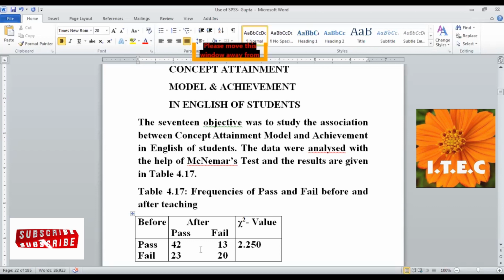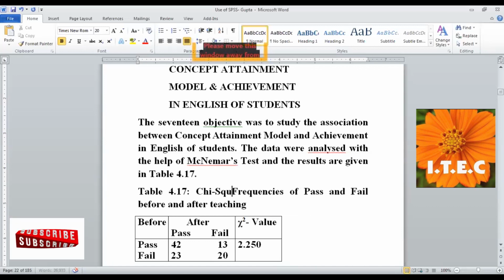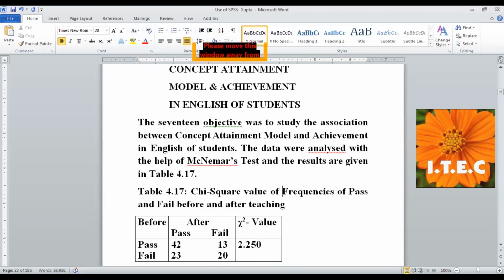Because these are the frequency, and this is the chi-square value. Or you can say chi-square of frequency, this can also be done. Chi-square value of frequencies, chi-square values of pass and fail frequency before and after. This is okay.